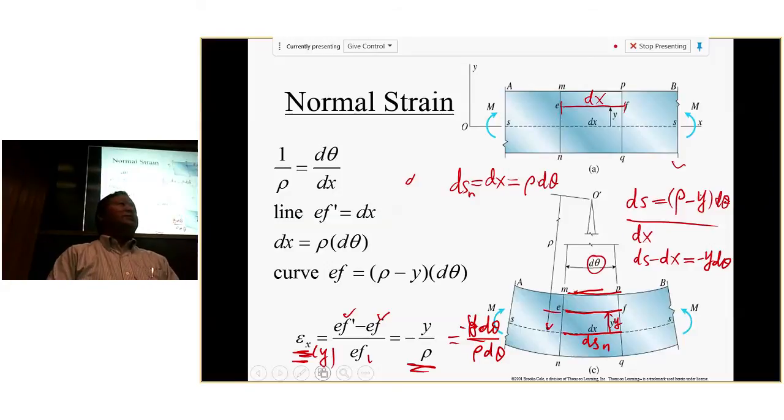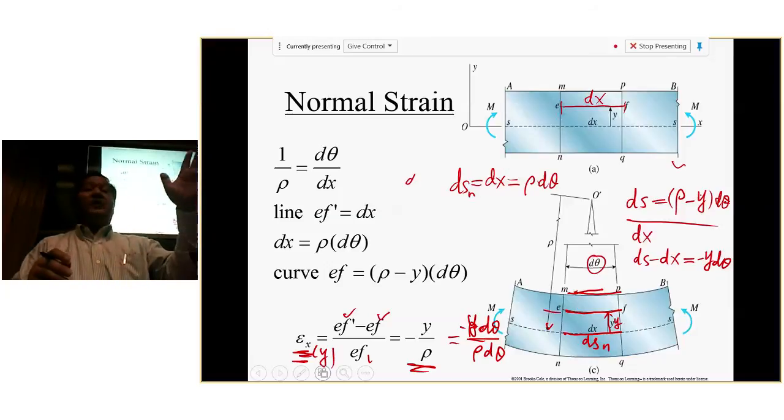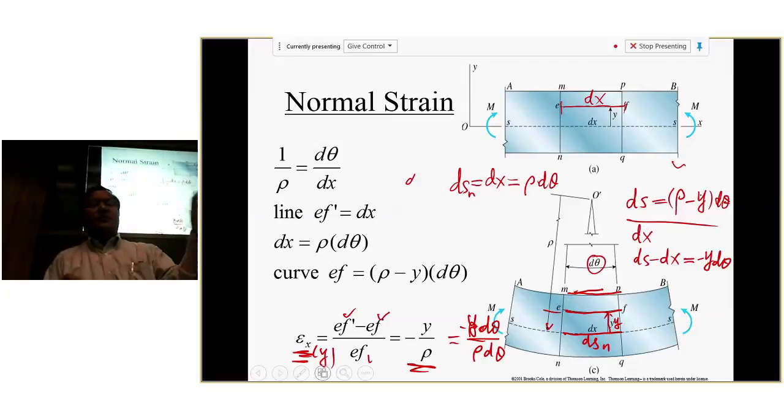What's rho? We'll find out later. But let's say you have this rho, then the strain will be y over rho. You all agree? Follow? If you all agree, then we'll move on. Next, we can see what's there.